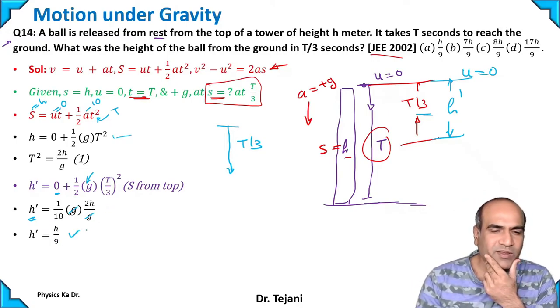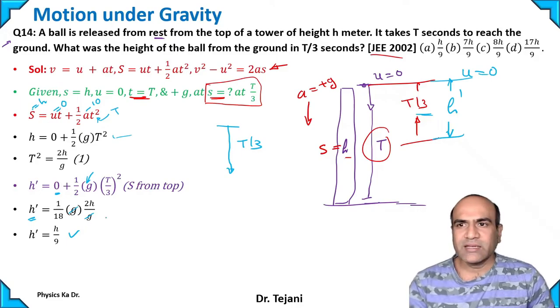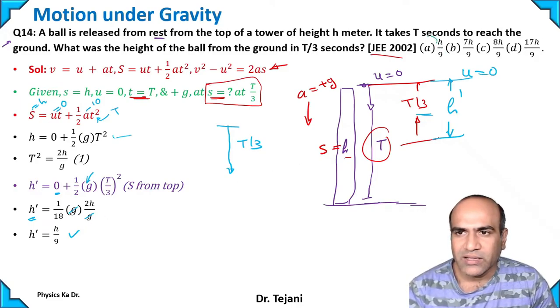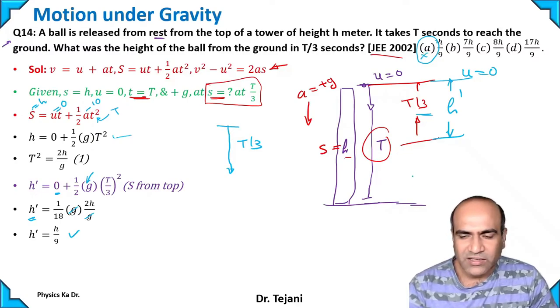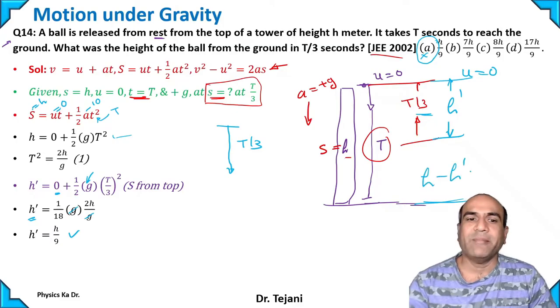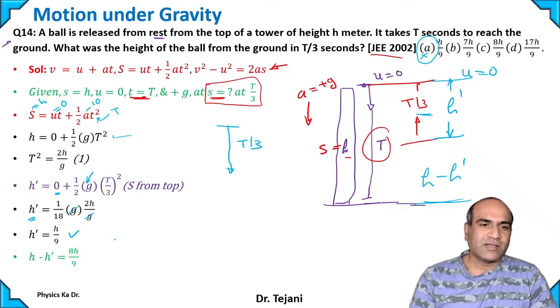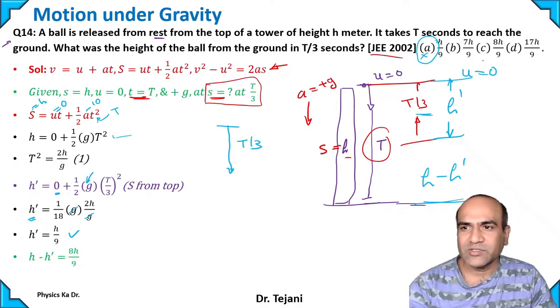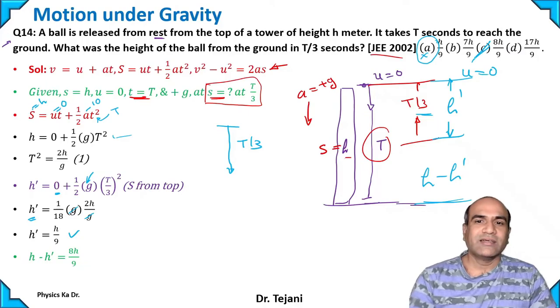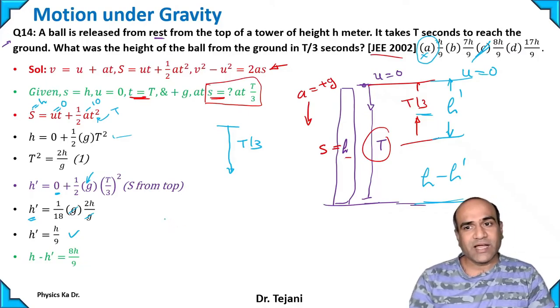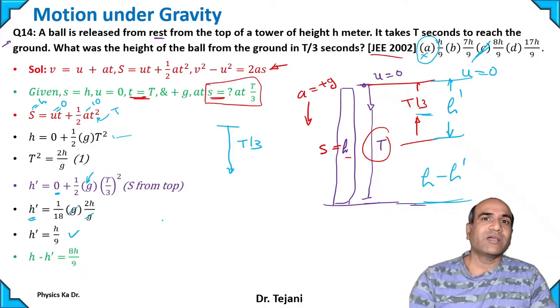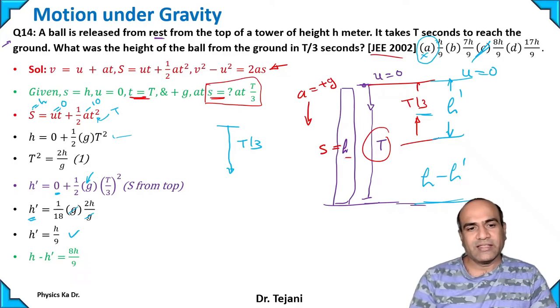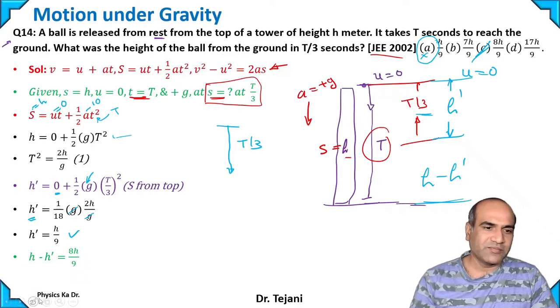So H prime by 9, you have answer number A already there, but this is not a correct answer because we need distance from this position, and that becomes H minus H prime. And therefore it becomes 8H by 9. The answer is here, right? Do not make such a mistake. In this kind of question, whenever you make a mistake, that answer will be there in the option, so do not pick that answer.